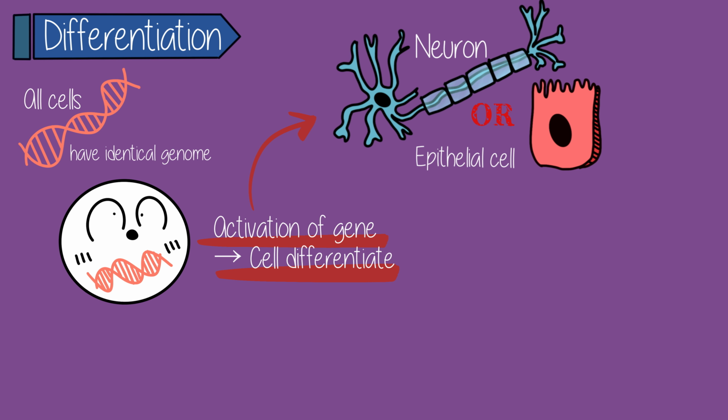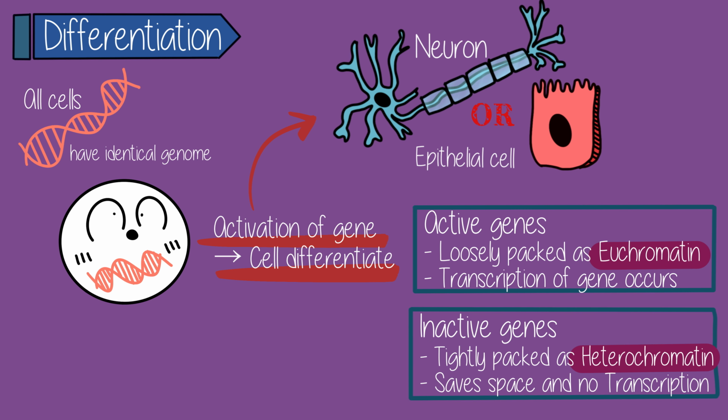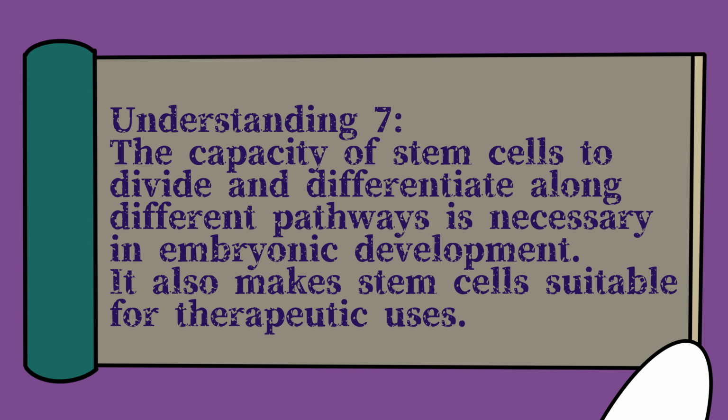This is done by the activation of different gene sections, specifically the way genes are packaged. Active genes are packaged in a loose form as euchromatin, so that the transcription of genes can happen. On the other hand, inactive genes are packaged in a tight form as heterochromatin, so it saves space and is not transcribed.